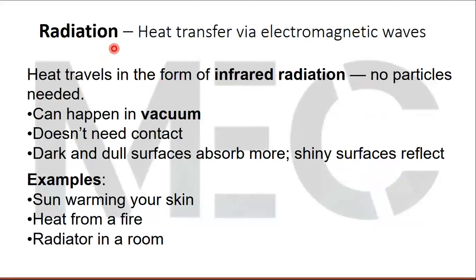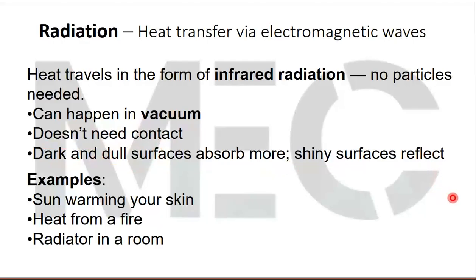Okay, let's talk about radiation. Heat transfer via electromagnetic waves. Heat travels in the form of infrared radiation. No particles needed. Radiation can happen in vacuum, as it is the case when Earth gets the heat from the sun. The radiation or electromagnetic waves travel through vacuum to reach the Earth. It doesn't need any contact. No contact is needed. Dark and dull surfaces absorb more, shiny surfaces reflect.